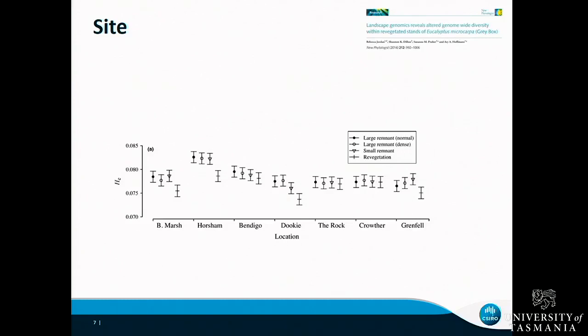You'll see in the Rock and Crowther over to the right, they have very similar levels of diversity in the revegetation site compared to the natural site. What we also see is where there is lower diversity in our revegetation, it's not a big decrease in diversity. It's only about 7% lower than our natural sites. So it's suggesting that we do have some capacity to possibly capture good variation in our revegetation sites.